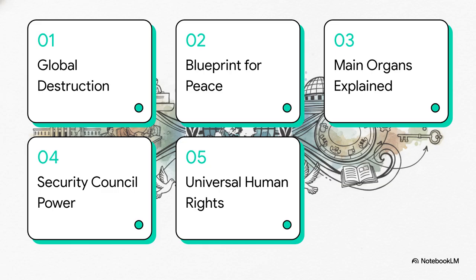Here's our quick roadmap for the explainer today. We'll start with the global destruction of the 20th century, check out the blueprint for peace, break down the main organs, dive into the Security Council's power, and wrap up with universal human rights. Let's get right into it.